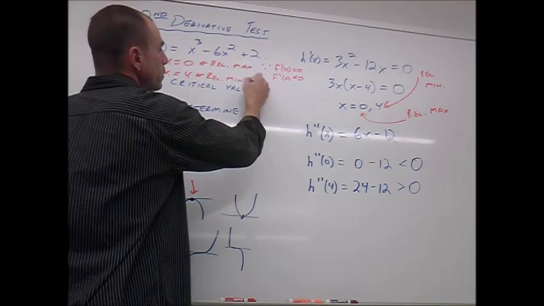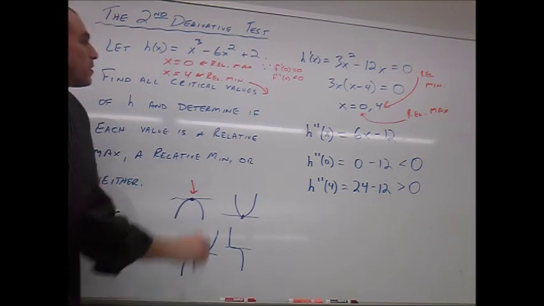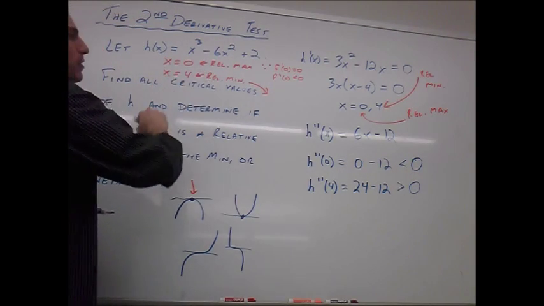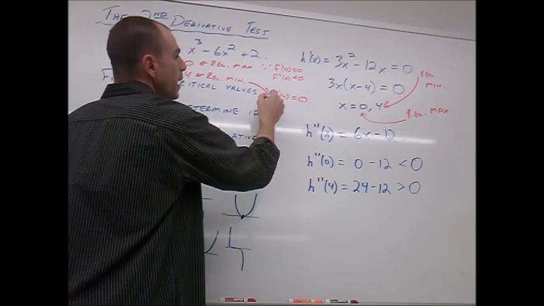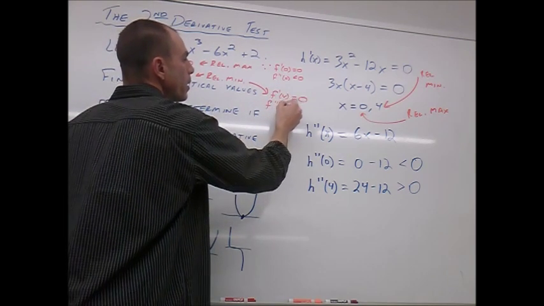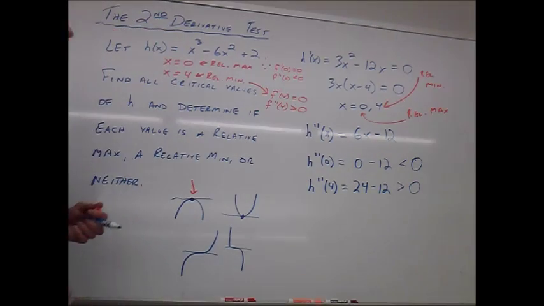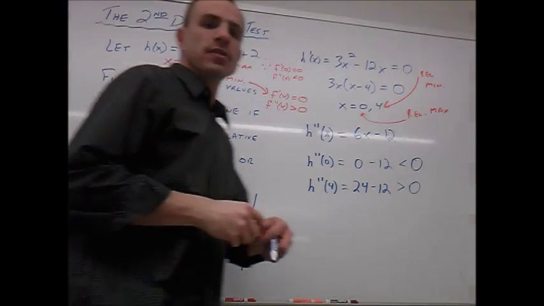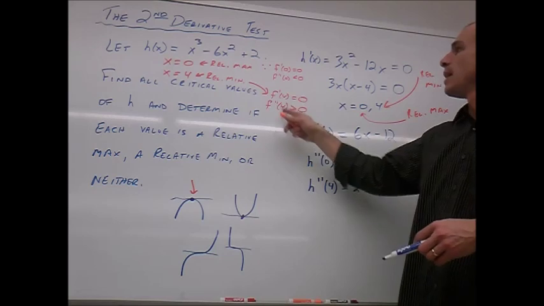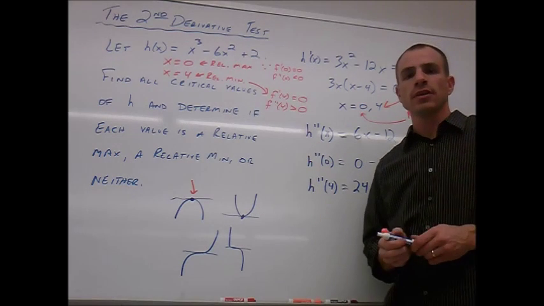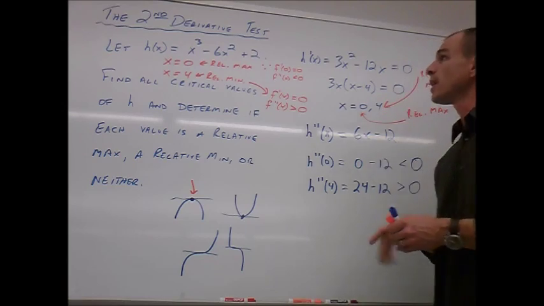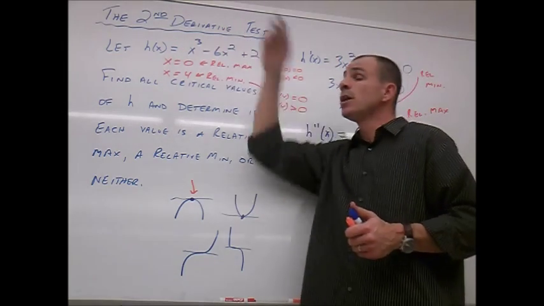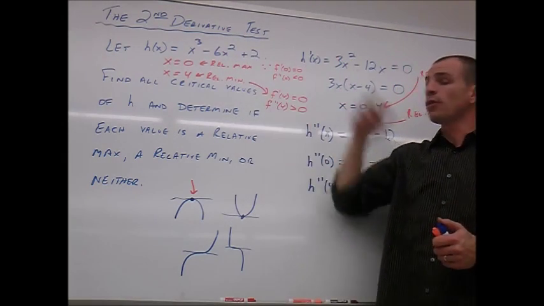The reason why x equals 4 is a relative min is because f prime at 4 was equal to 0, and f double prime at 4 was positive. So that's our reasoning. The second derivative test tells us that the results will be as such. So it's another test that you can use. You don't have to. You can do everything on the AP Calculus exam using the first derivative test. It's another way to go about it.